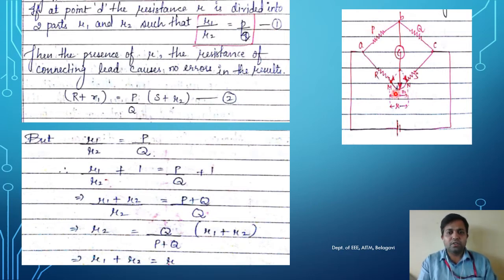These are the other set of ratio arms. R1 and R2 are another set of ratio arms, which can be represented as R1 divided by R2 equals P divided by Q. So there are two sets of ratio arms in the Kelvin's bridge method.